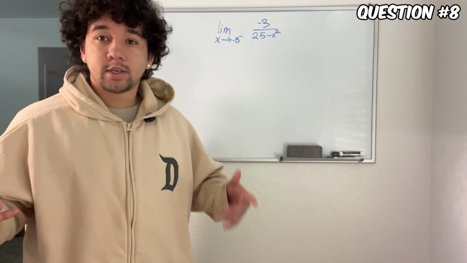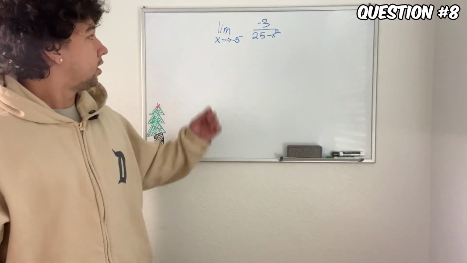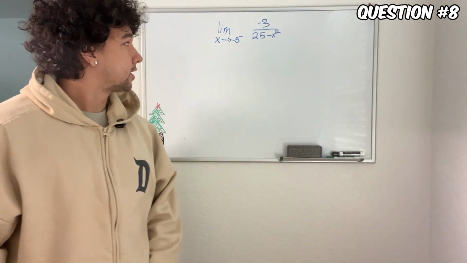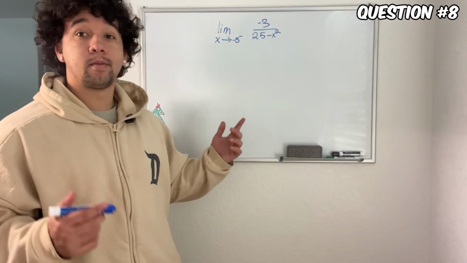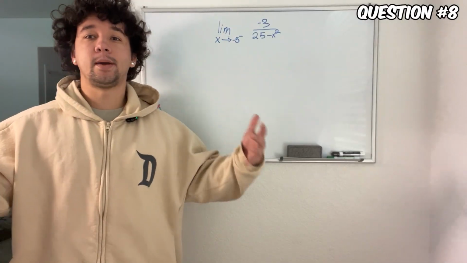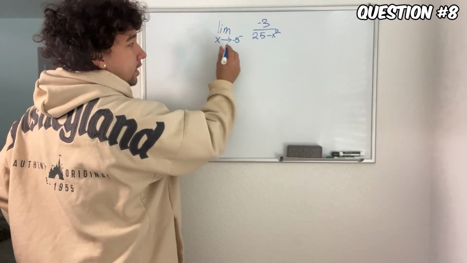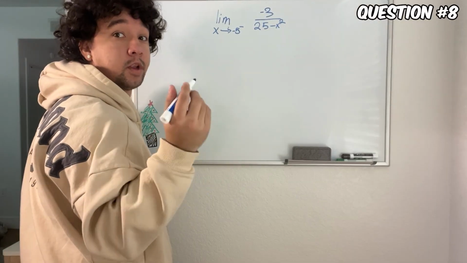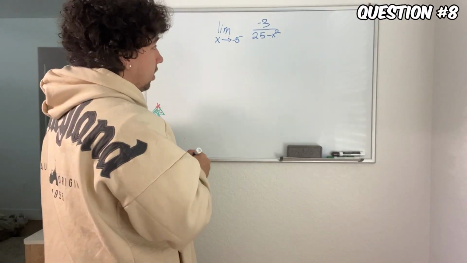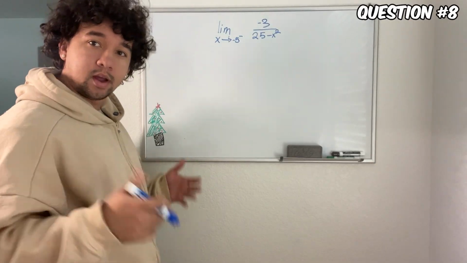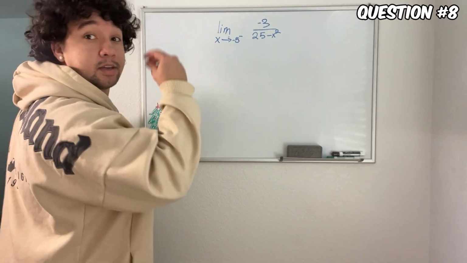All right, this question here is asking me for the one-sided limit of negative 3 over 25 minus x squared as x is approaching negative 5 from the left side. So this is one of those conceptual ideas. So let's break this down. What this is saying is we're getting infinitely close to negative 5 from numbers below it. So let's just think of numbers below negative 5. I'm thinking of negative 6. So let's think about that first.